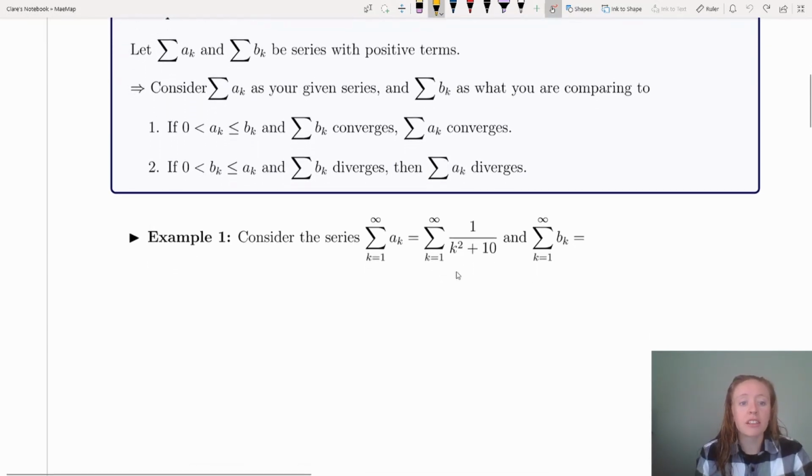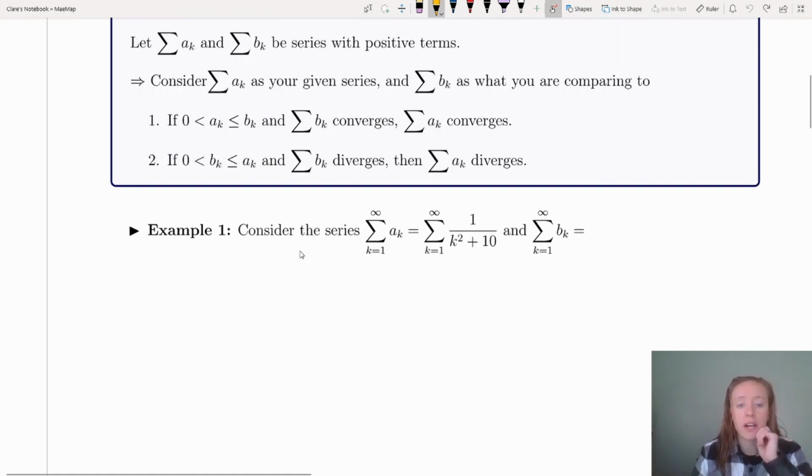So we're going to consider the series 1 over k squared plus 10, and that's the summation from k equals 1 to infinity. I labeled this here for us saying that that's our a sub k series. So we need to figure out some b sub k to compare it to.